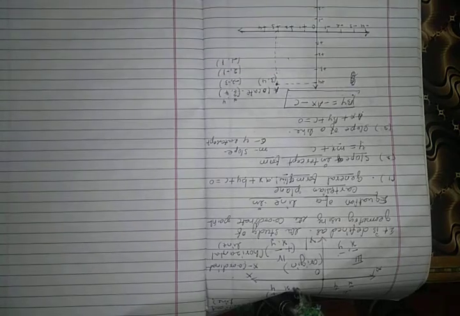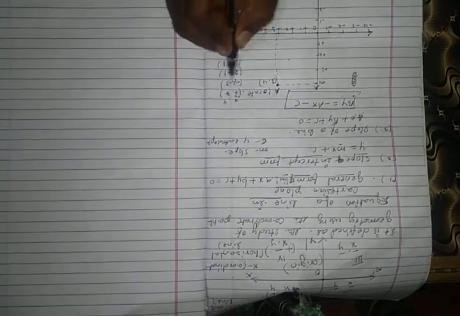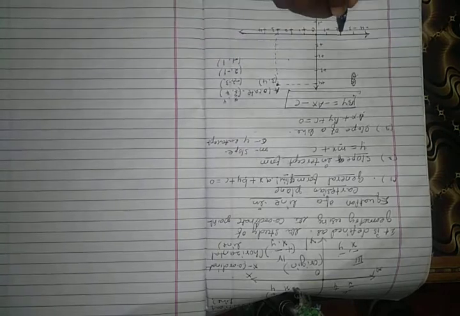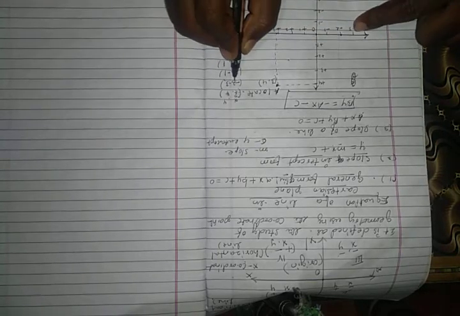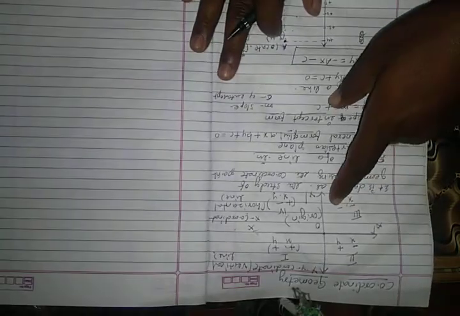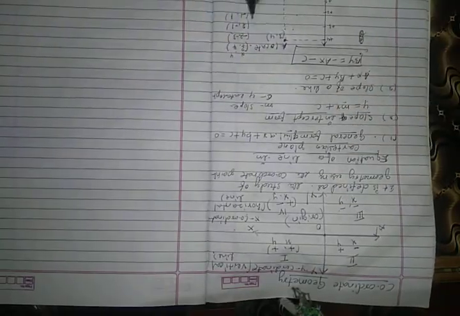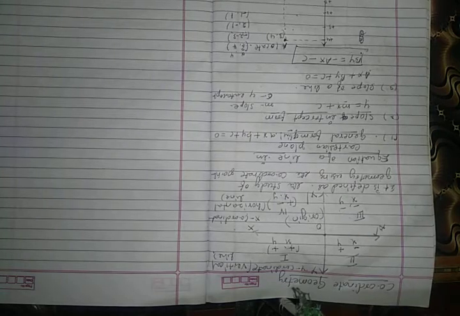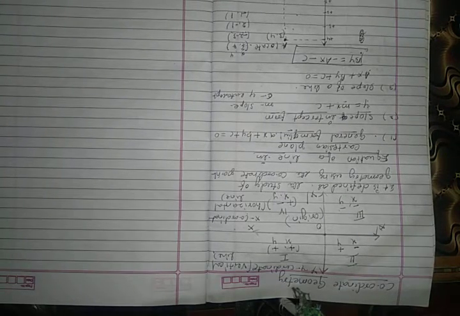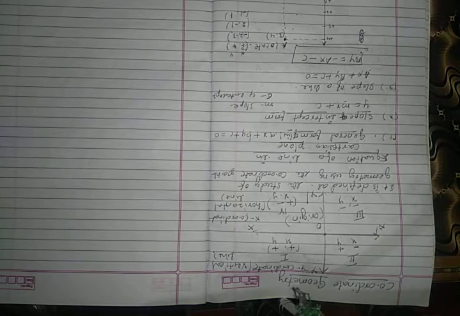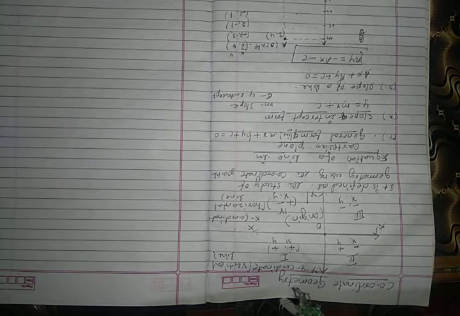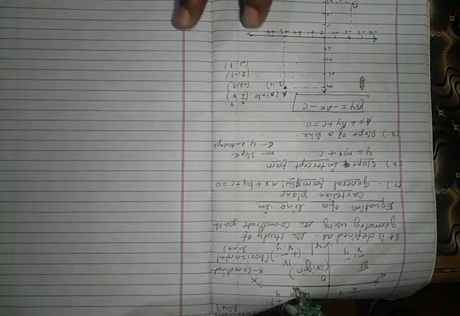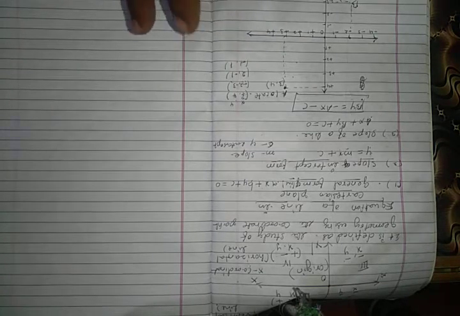So this is (3, 4), and the second one is (-2, -3). This is minus 2, and this is minus 3. Both are minus, so this is the third quadrant. The point (-2, -3) is B. Like that you have to do the rest as homework. So this is how to locate coordinate points on the Cartesian plane.